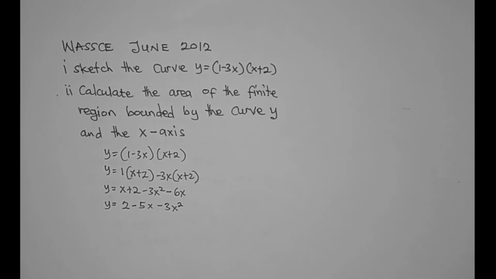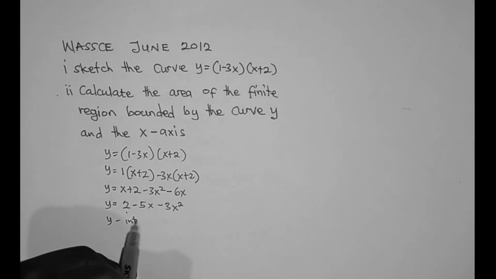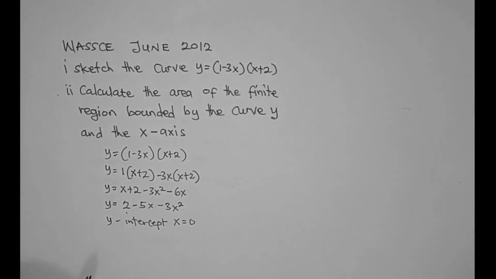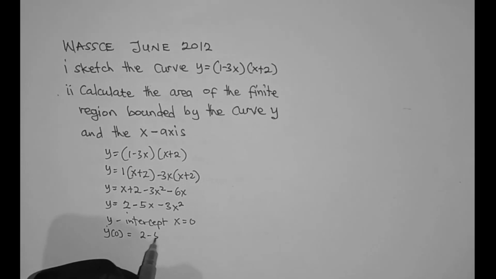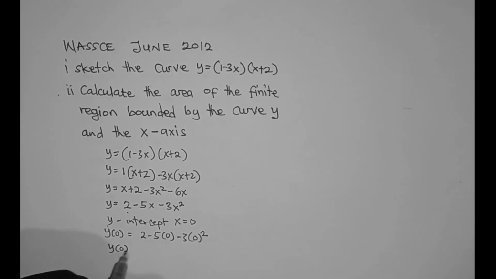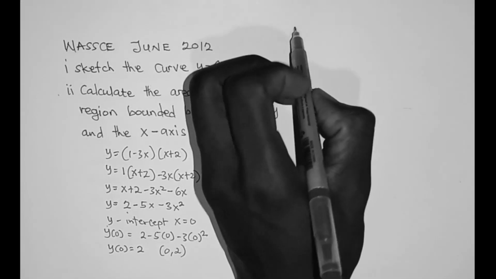Having found y, let us go ahead and find the y-intercept. So y-intercept. And then we know that for the y-intercept, x is equal to 0. So let's find y of 0. This is equal to 2 minus 5 times 0 minus 3 times 0 squared. This part will give us 0. So y of 0 is equal to 2. So we have the point 0, 2 as the y-intercept.